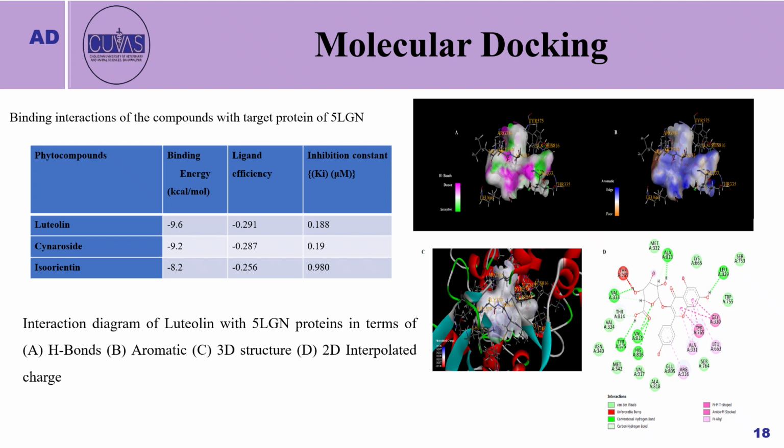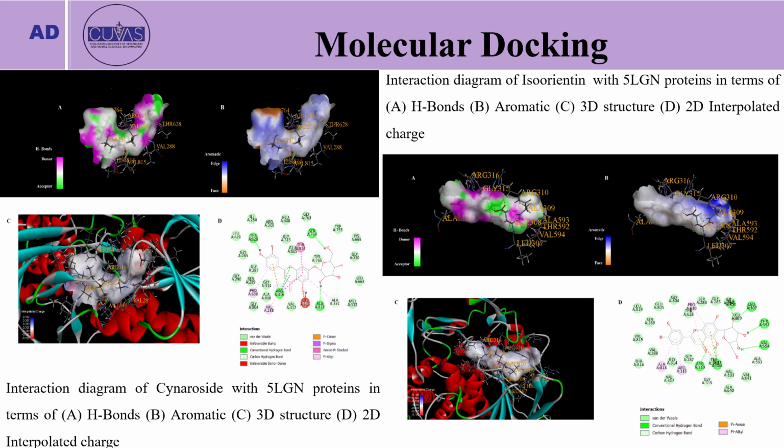Finally, we performed molecular docking of 3 proteins. These are the 3 phytocompounds which showed the best binding energy. These are the binding energies. On the basis of binding energies, we selected these 3 phytocompounds and these 3 proteins. And these are the different interactions. Here is the second protein interaction with the second and third protein.